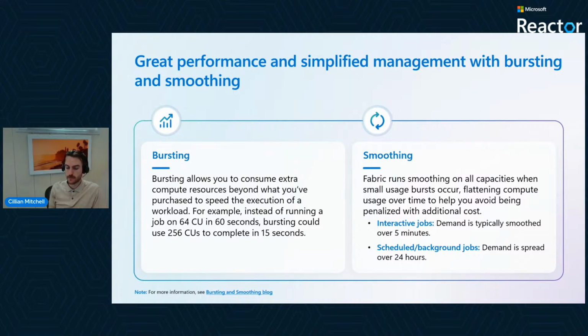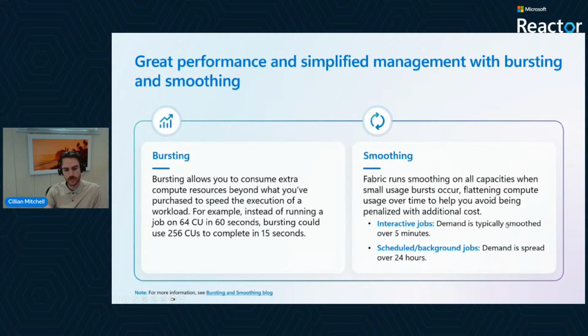Interactive jobs are smoothed over 5 minutes, but background jobs are smoothed over the full 24 hours. So even if you're not working at 2 a.m., you still might actually have usage at 2 a.m. just based on those background jobs being flattened over the entire time.